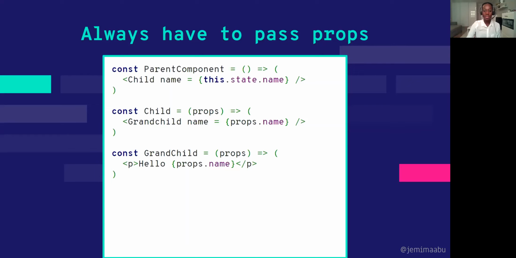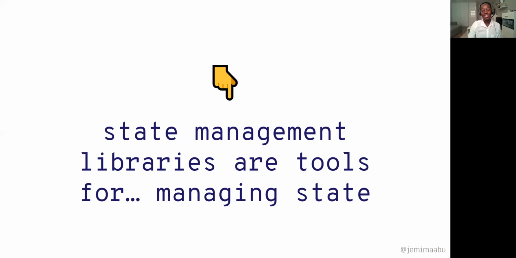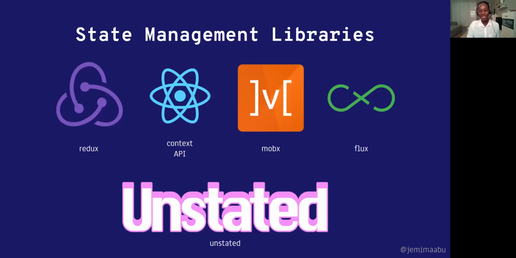It's really confusing. So that's why we have the concept of state management libraries. What are state management libraries? State management libraries are tools for managing state. Who'd have thunk it? So yeah, some examples of state management libraries are Redux, Context API, MobX, Flux, and Unstated. Like I said, there are a lot of options, and it really depends on what you need it for.